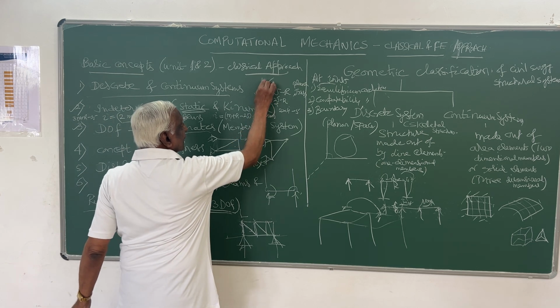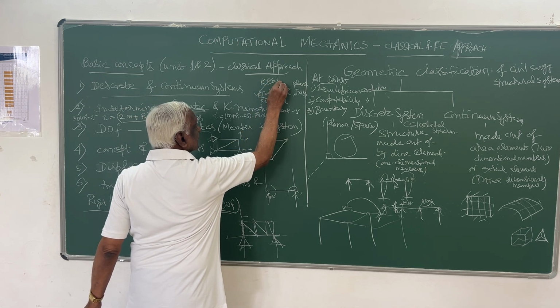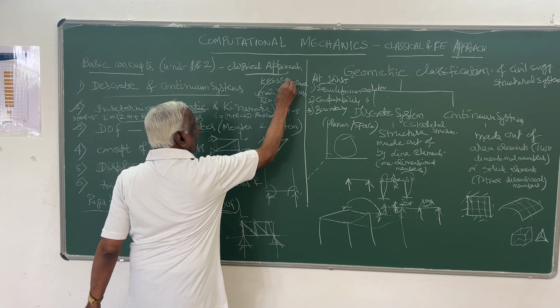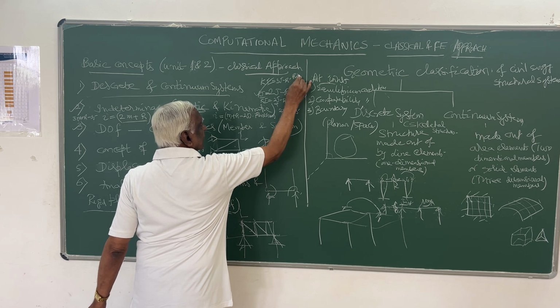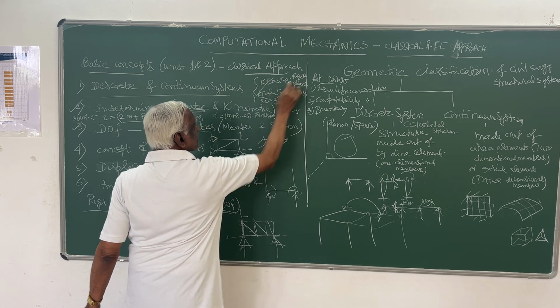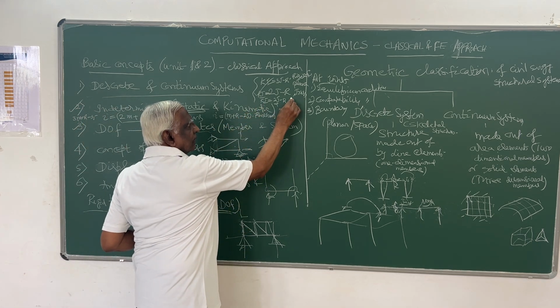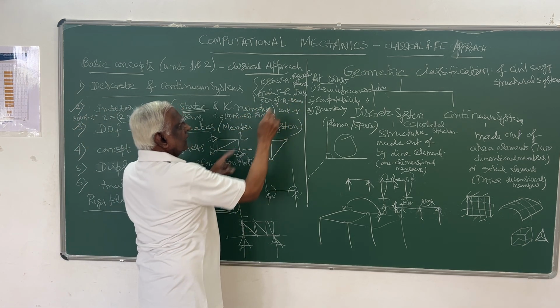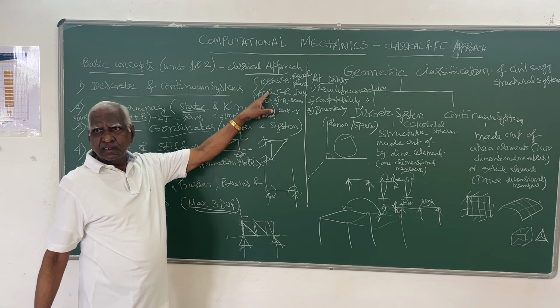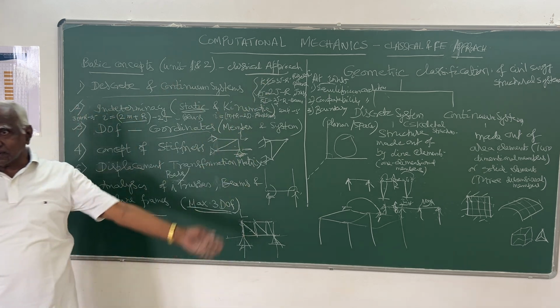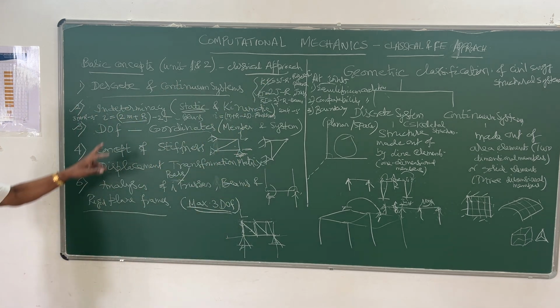Similarly, in rigid plane frames, it is 3j minus r. Rigid frames. This is for beams which are axially rigid. This is truss. This is plane. That is for kinematic indeterminacy.